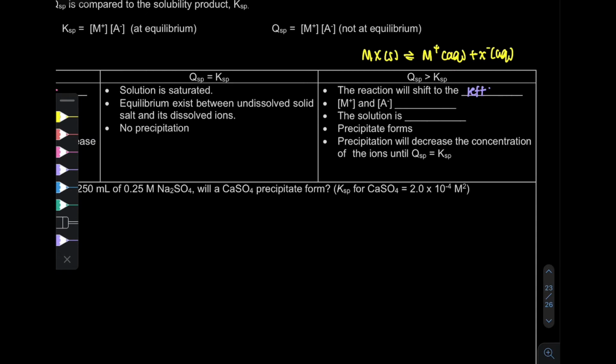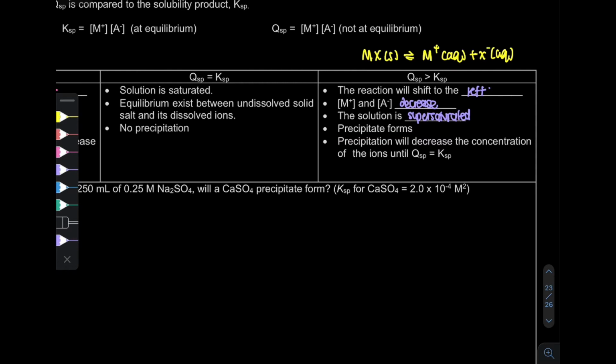Okay, so when the reaction shifts to the left, what would happen is that more solid is formed, but the concentration of our ions will decrease because mostly they are being used to form the solid. So the concentration decreases, and since most of the solid is formed, the solution is considered supersaturated. When it is supersaturated, it means that mostly there is solid in the solution. So that's why precipitation forms.